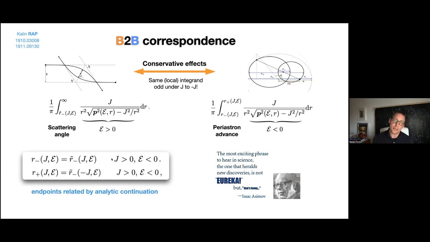And once you realize that if you compute an observable like the scattering angle, which is the derivative of the radial action, which is computed as the integral of the radial momentum, and then you compute the periastron advance, you realize it is the exact same function, one for positive energy, the other one for negative energy, one for unbound, the other one for bound, but it's the exact same function. There is a caveat here that I'll get to in a second. And therefore, if these points are connected, then I can go from the angle to the periastron advance just looping around infinity.